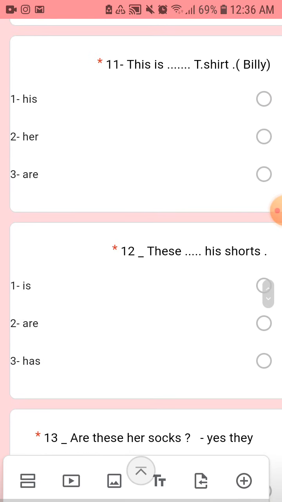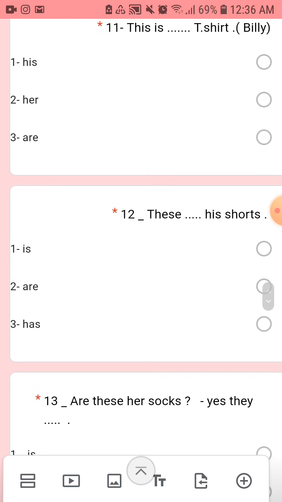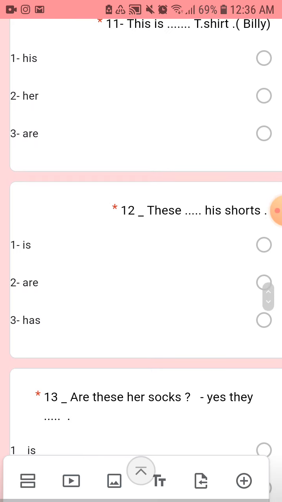Question 11. This is blank t-shirt for Billy. I'm talking about Billy. Choose your answer: number 1 his, number 2 her, or number 3 are.